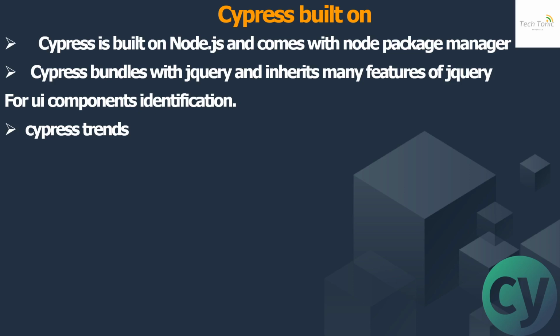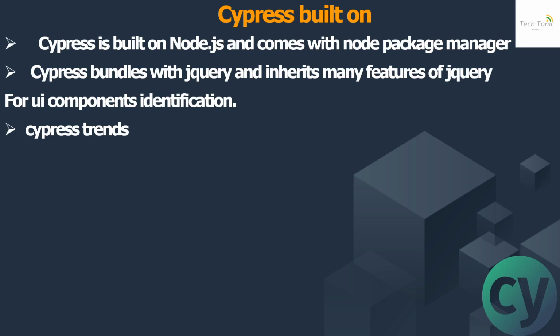Cypress bundles with jQuery and inherits many features of jQuery for UI identification. By default, it comes with jQuery and inherits all the features of jQuery for UI component verification. So if you want to find any UI component, it uses jQuery features.